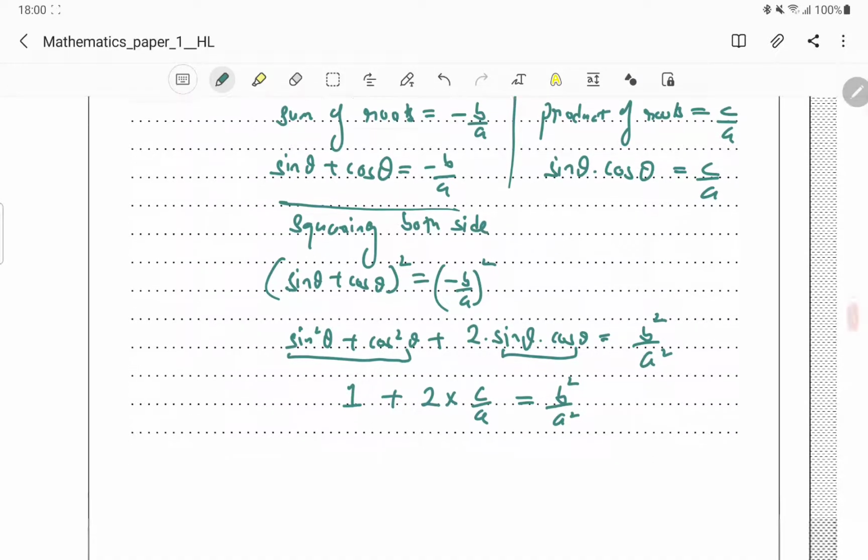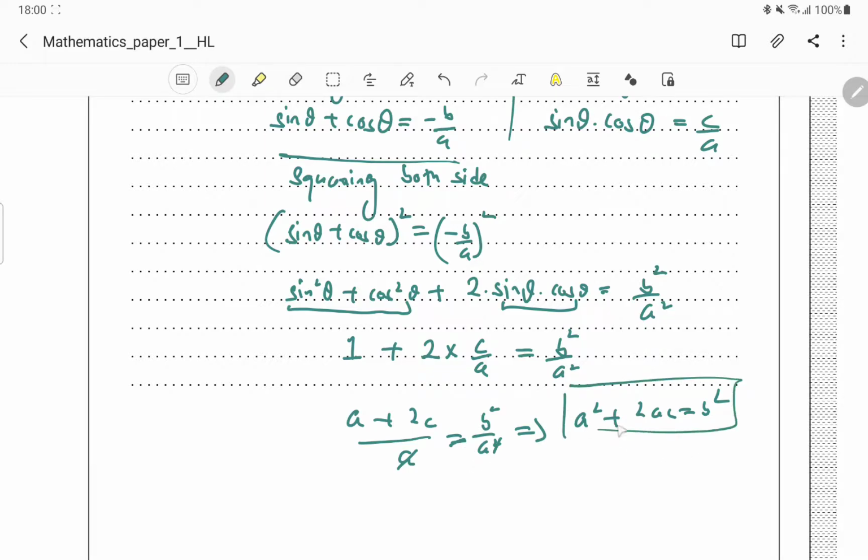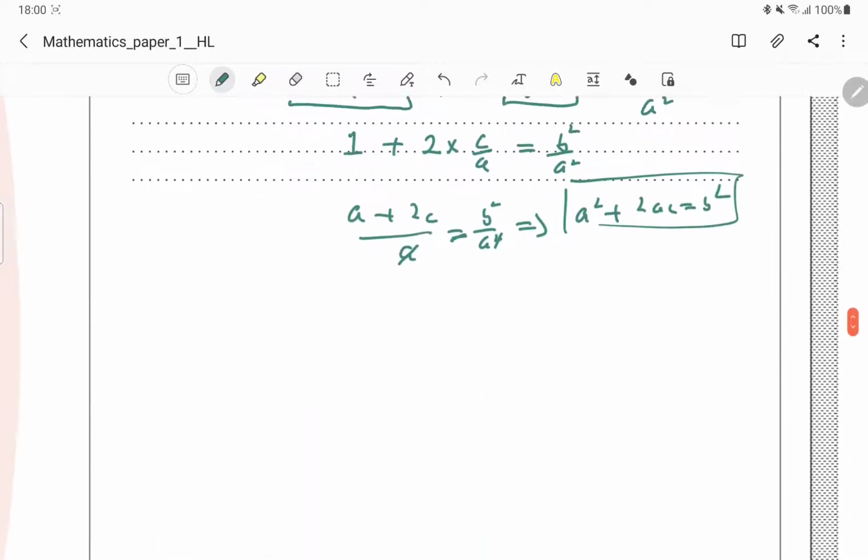Now we will simplify it. So it will be a plus 2c over a equals b squared over a squared. Now a will cancel out. So it's a squared plus 2ac equals b squared. I just took this a to the other side. So we just showed that b squared equals a squared plus 2ac.